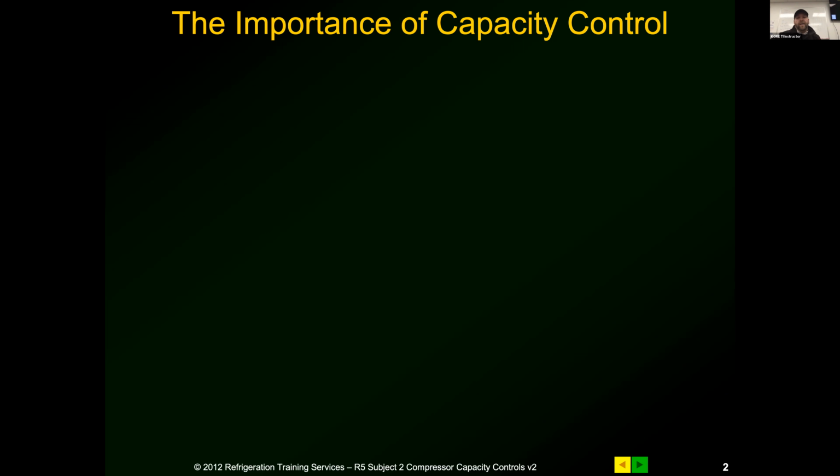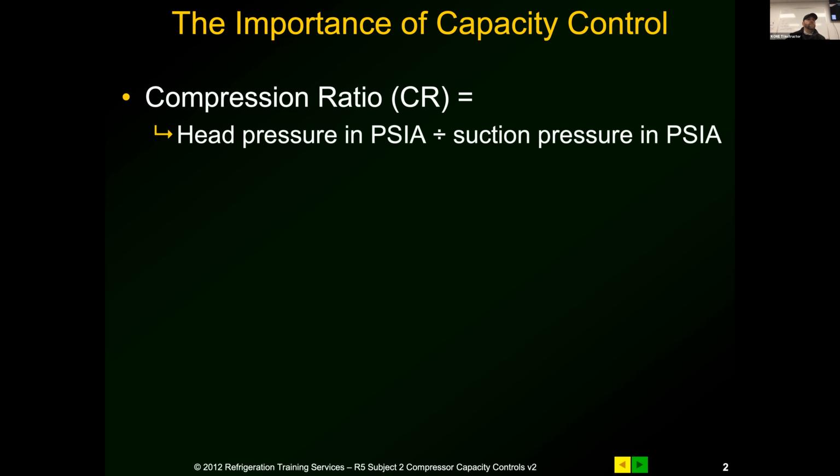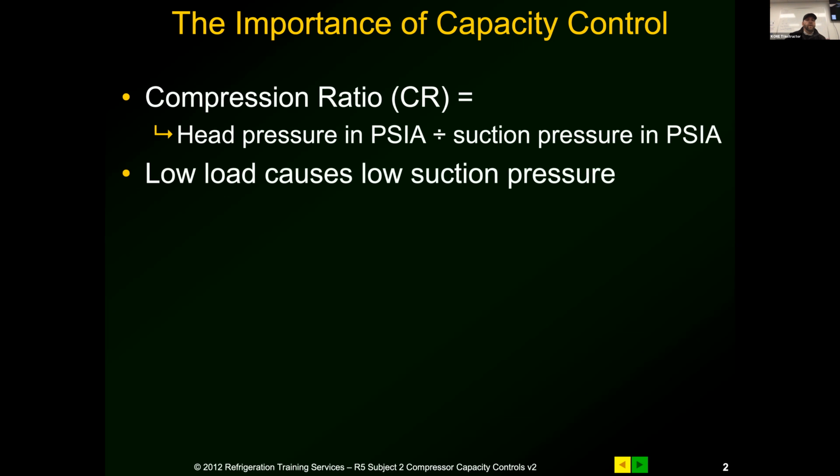So what's the importance of capacity controls, guys? It's two things, and we'll just go through that. It's the compression ratio. What the compression ratio really is, is the absolute pressure on the suction line to the absolute pressure on the discharge line at the compressor. So for instance, you take your head pressure, pounds per square inch absolute, divided by the suction pressure, and that is what your compression ratio is.